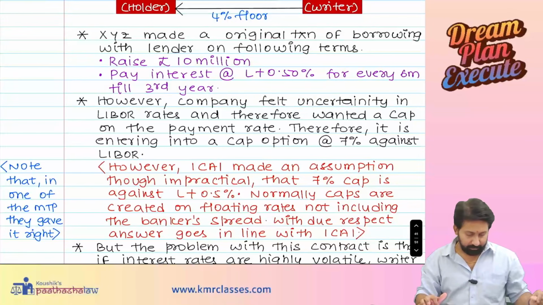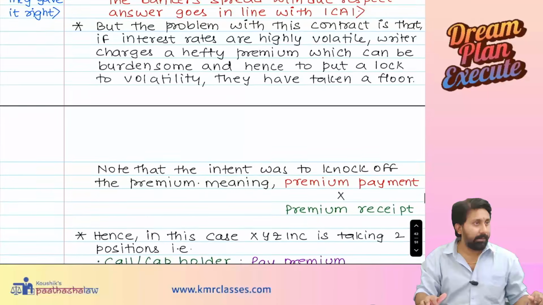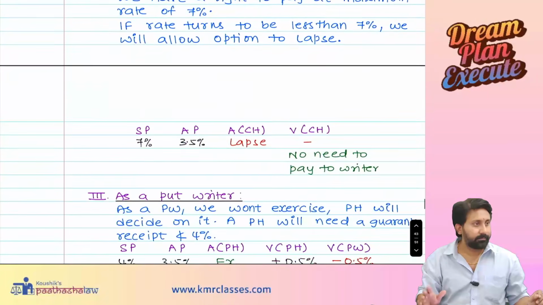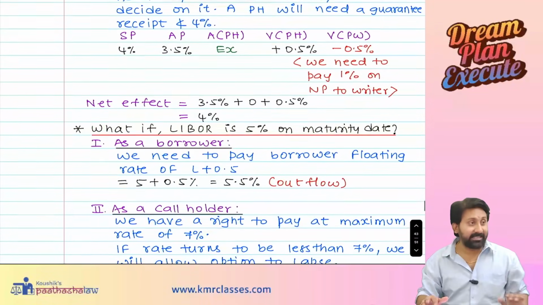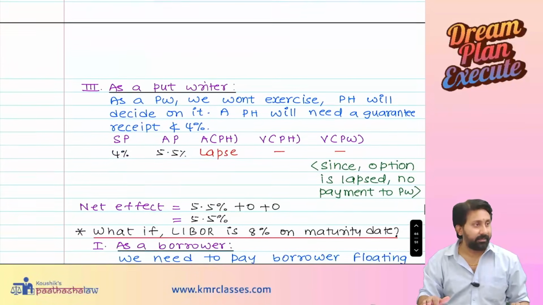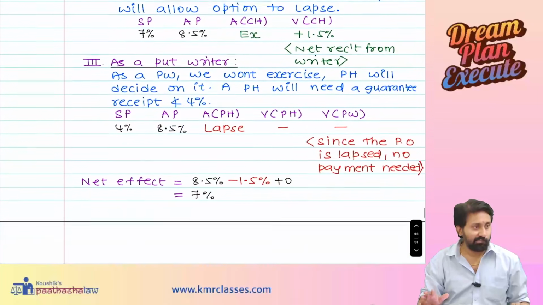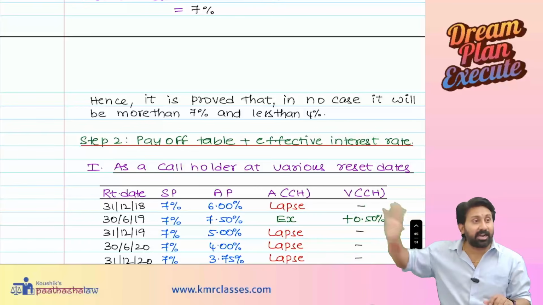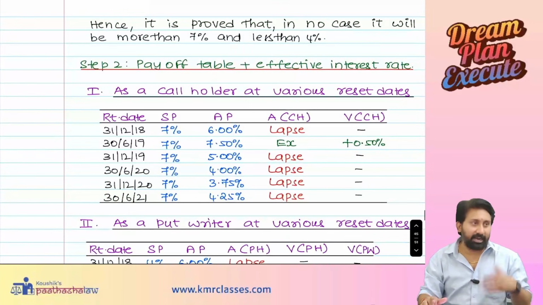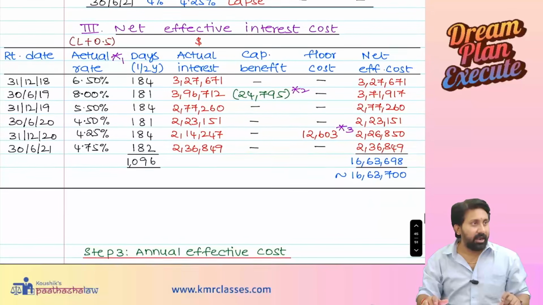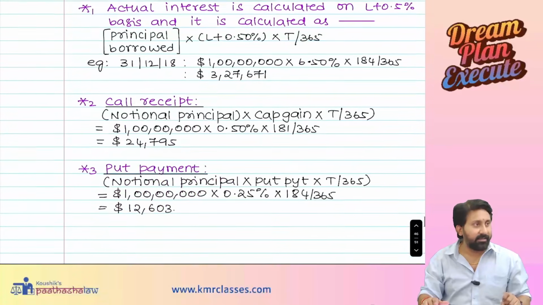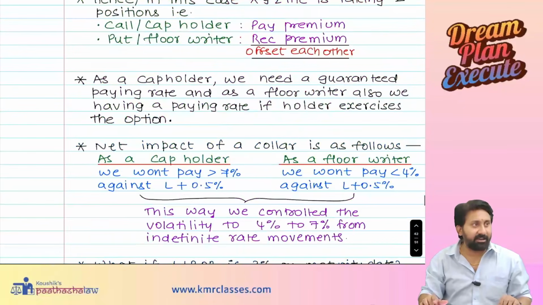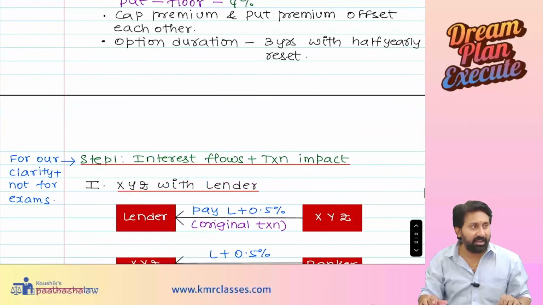That's the basic step to understand that question. For the exam, you need to start at step 2. Step 2 again has 2 parts: call holder and put, and effective interest rate, annual effective cost. Like this we need to do. So this is all for the exams. But step 1 is our core discussion which we are going to have in today's class.